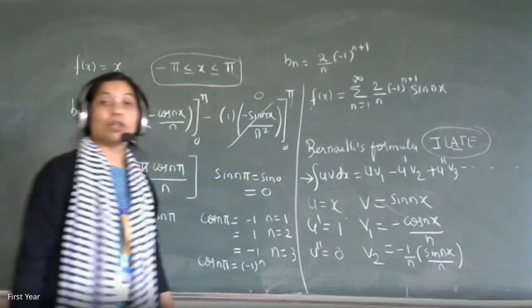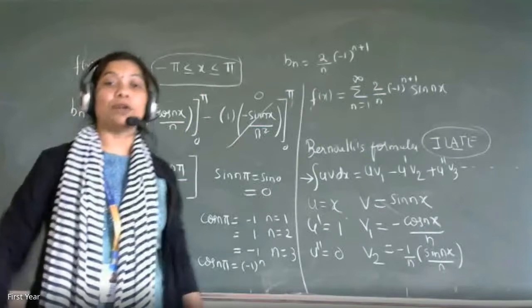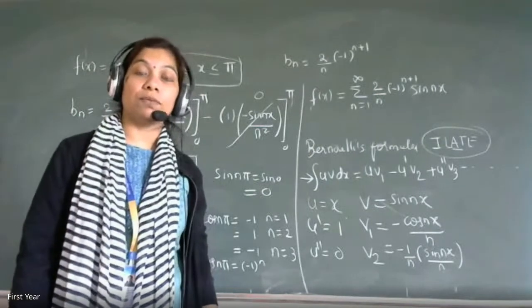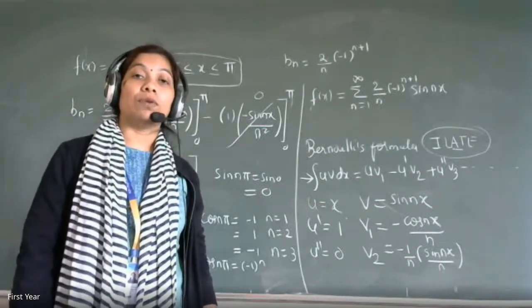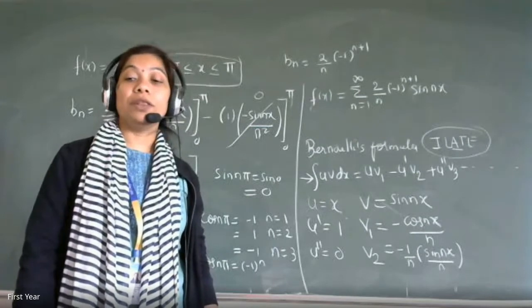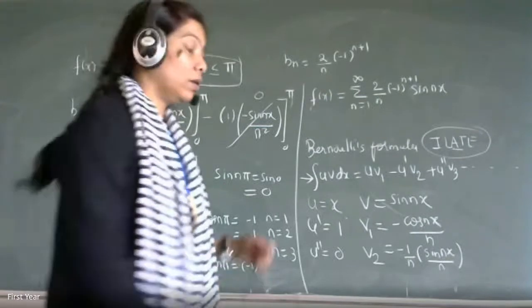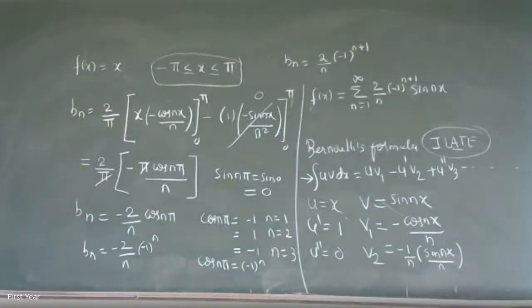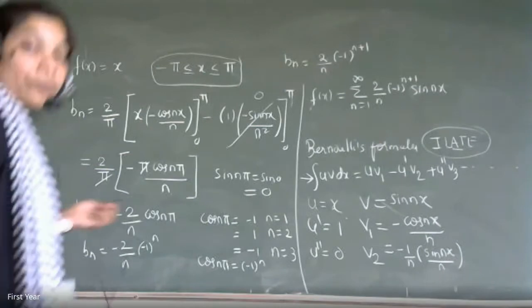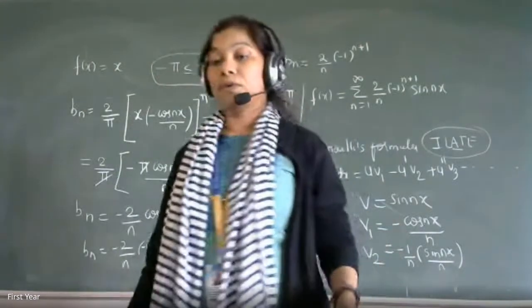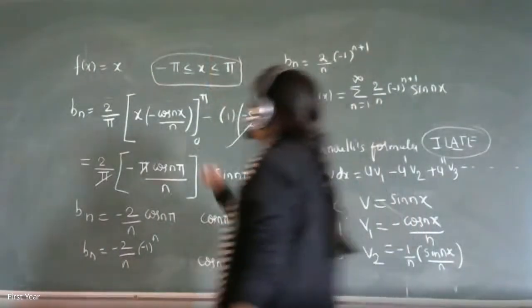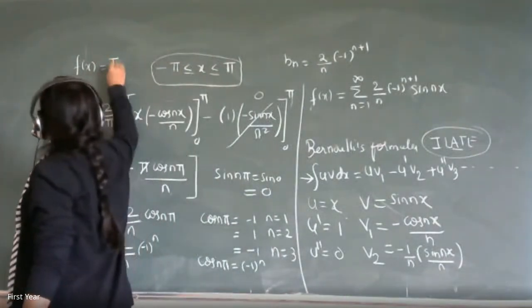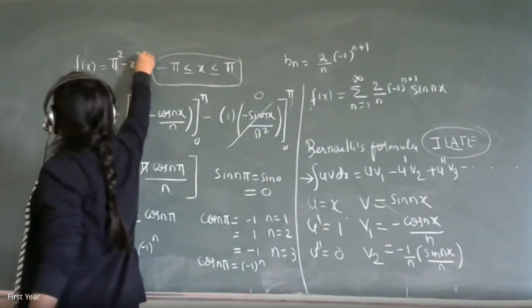Okay, fine. So now let us go to one more example and you try to solve it. Wherever you get stuck, please ask me, I'll help you out. Take down the question. Obtain the Fourier series expansion for f of x is equal to pi square minus x square.